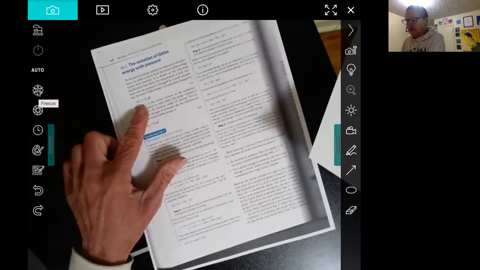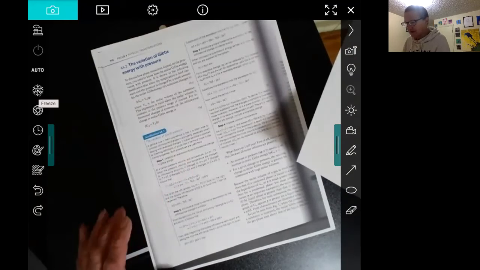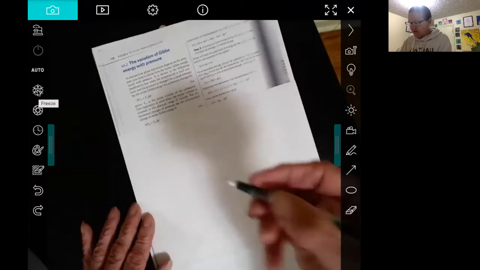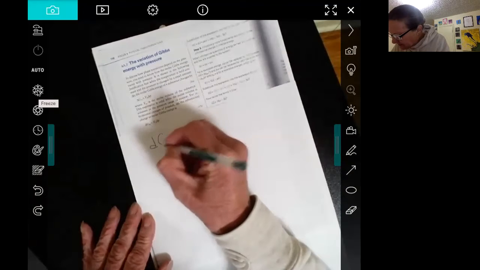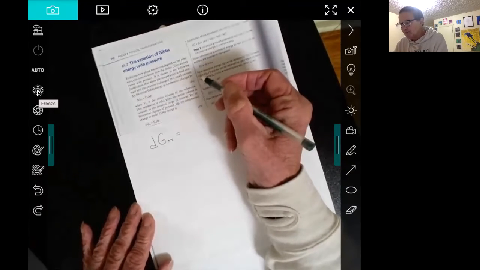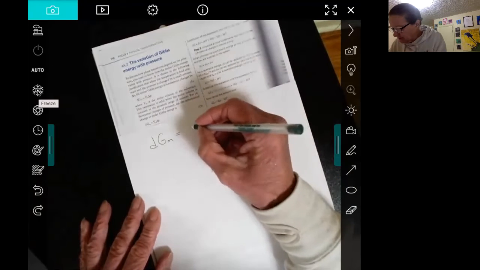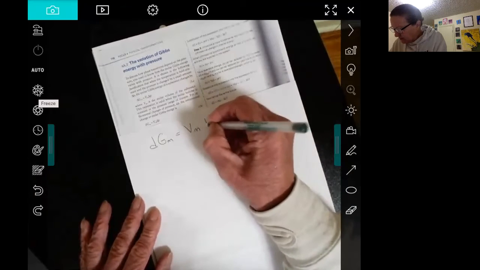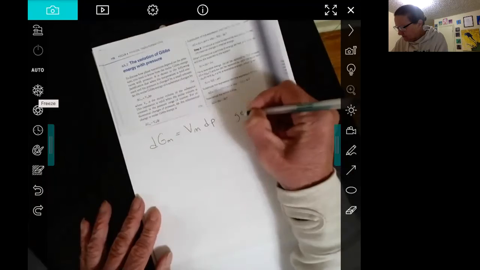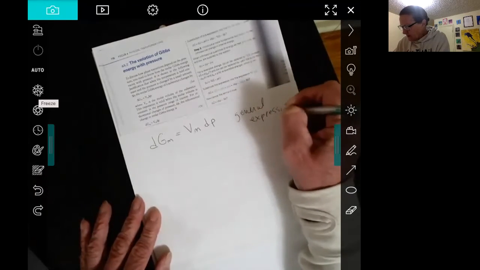Gibbs free energy change is proportional to the molar volume times the pressure change. And really it's this second equation that's the one that we want to use, because the first one is only true if the volume stays constant with pressure. So that's pretty much for liquids and solids. So we want this more general expression. And where does it come from?